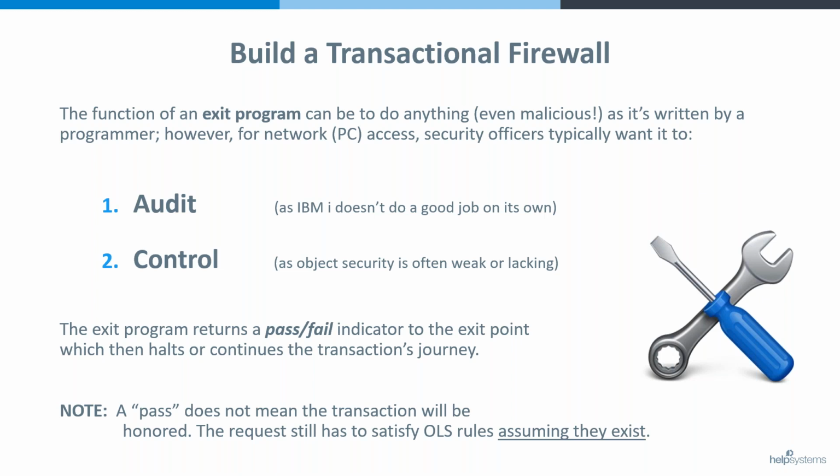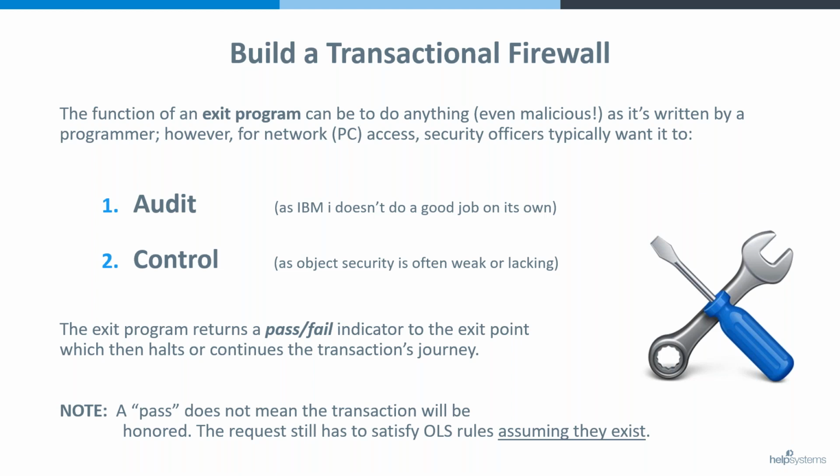In the case of an FTP connection, it's going to tell the exit program the IP address of the connection, the name of the user who is connecting, the function within FTP they're asking to perform, and even the information about the transaction, maybe the file name that they're trying to download or the command that they're trying to run. So the exit program receives all of this information and is responsible, arguably, for doing something appropriate with it, and then returning a pass or fail indicator. So there's a parameter on the exit program that gets returned to the exit point that says whether the transaction is being blessed or whether it's being rejected, right?